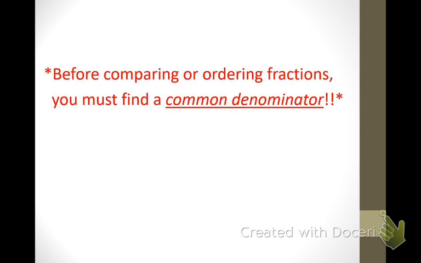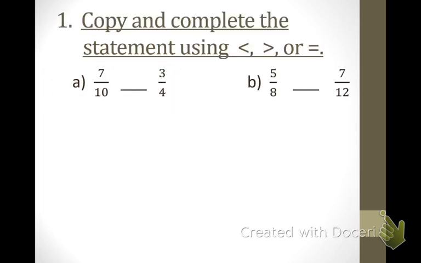So if you do not have a common denominator, you are not going to be able to do the first two examples of what we're going to be talking about today. So make sure you always find a common denominator. Number 1 tells us to copy and complete the statement using less than, greater than, or equal to. So, like I just told you, before you can do anything else, you must find a common denominator.